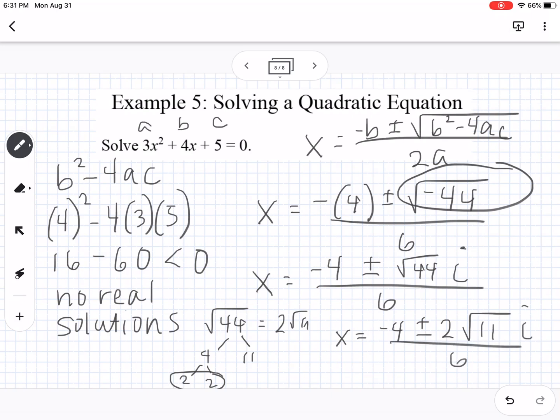So now we can divide everything by 2. So we could say x equals negative 2 plus or minus square root of 11 over 3 i. And that would be our exact answer. So it depends on if it wants an approximate answer or an exact answer, but that's leaving it as an exact. So let me know if you have any questions.